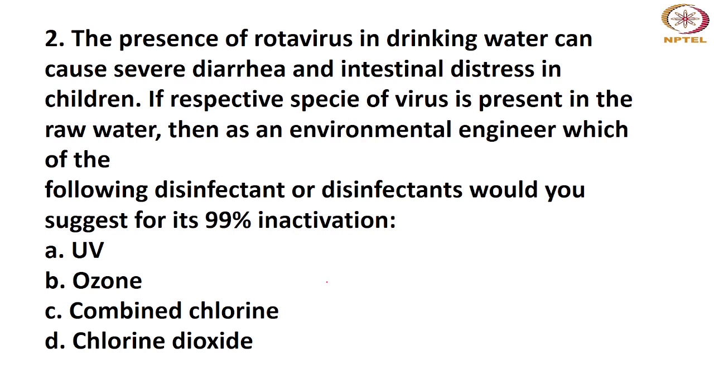Next one, the conceptual one. The presence of rotavirus in drinking water can cause severe diarrhea and intestinal distress in children. If this species of virus is present in the raw water, then as an environmental engineer, which of the following disinfectant or disinfectants would you suggest for its 99% inactivation? So you have to suggest which method or which disinfectant will kill 99% of the rotavirus.